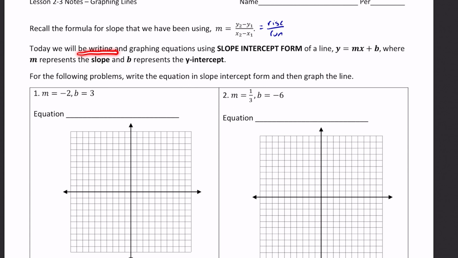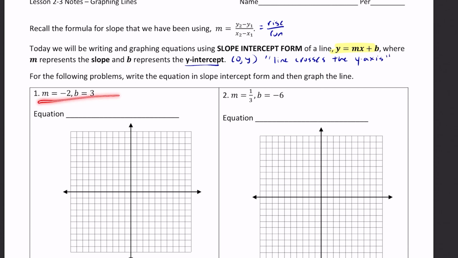But today, we will be graphing equations using slope-intercept form, which is the equation that we all know and love from Algebra 1. We use this a lot. y equals mx plus b, where we say that m represents the slope and b represents the y-intercept. And again, the y-intercept is always in the form (0, y). Okay, x has to be 0 and y is just some number. So this is where the line crosses the y-axis. Okay.